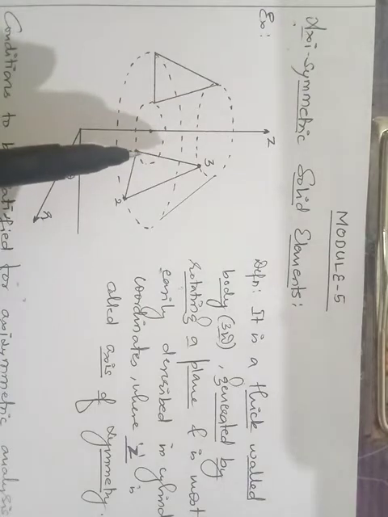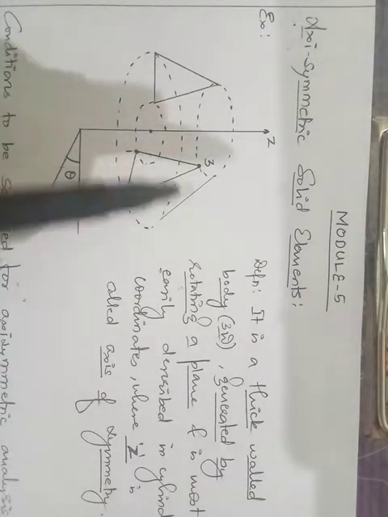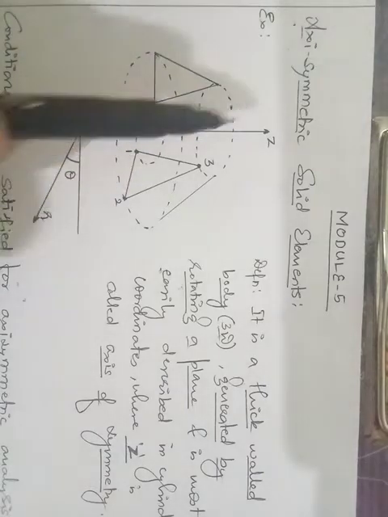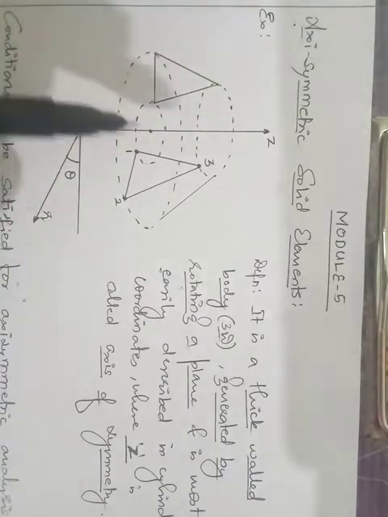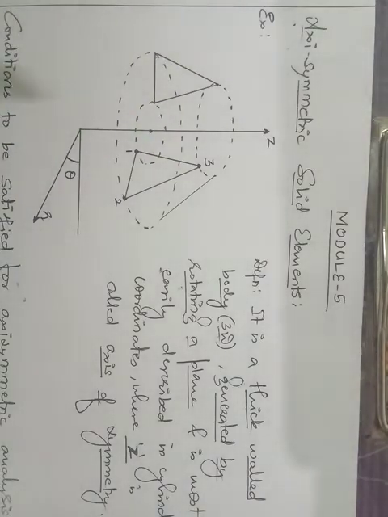It is a thick element generated by rotating a plane. In this case, the plane is the triangular element. It is rotated, or revolved, with respect to this Z axis, so that this entire frustum of cone is formed. Such elements we call axisymmetric solid elements.